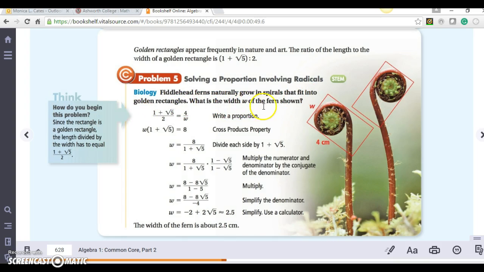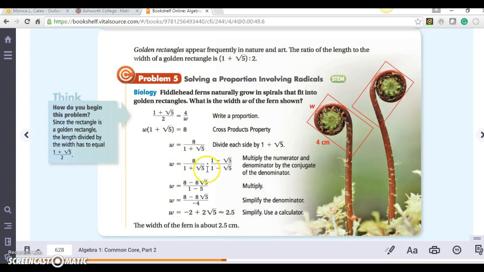What is the width W of the fern shown? So we want to find out this width here. According to the golden rectangle rule, we'll use the ratio of (1 plus the square root of 5) over 2 equals 4 over W, which we're going to find. So we're going to cross multiply. When we do, we get 2 times 4, which is 8, equals W times (1 plus the square root of 5). Solve for W: I'm going to divide both sides by 1 plus the square root of 5.